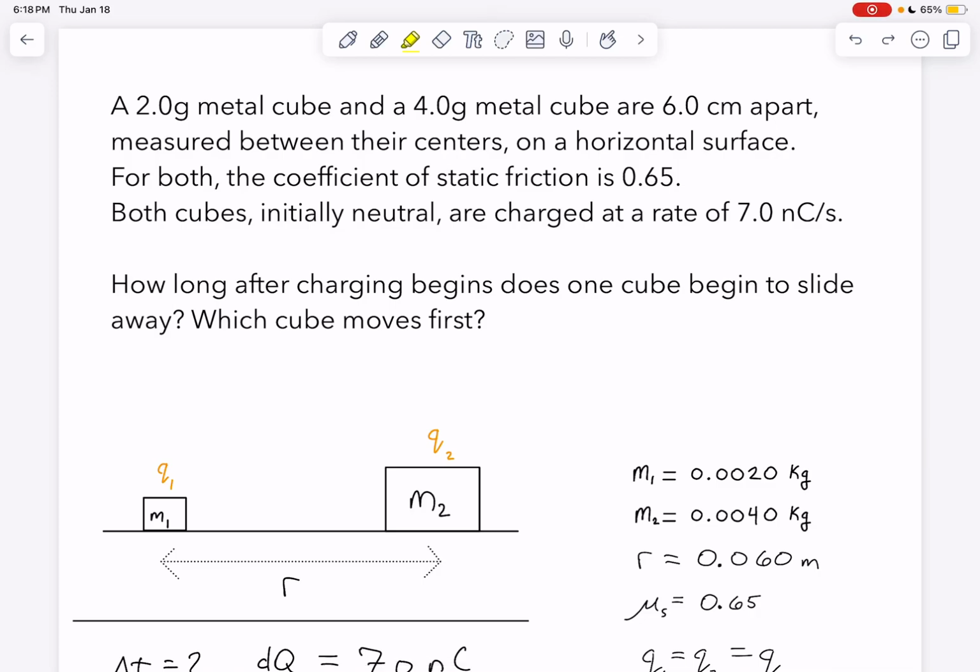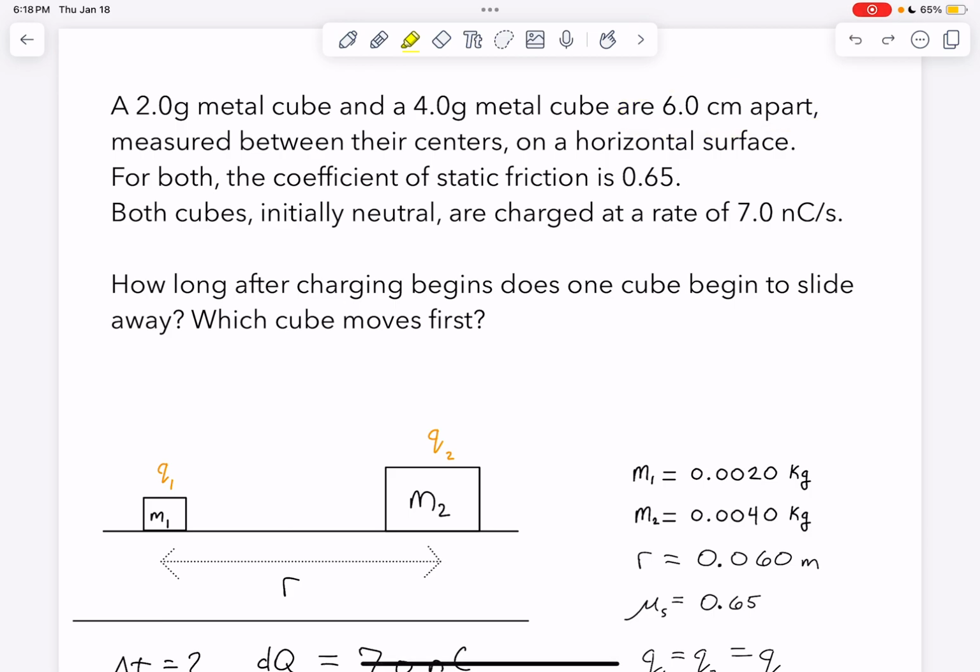So in this question, we have two metal cubes of different mass, initially at rest, on a surface with friction. They're also electrically neutral to start. So we're given the two masses, which are different. One has 2 gram, the other has 4 gram mass, and they're 6 centimeters apart.